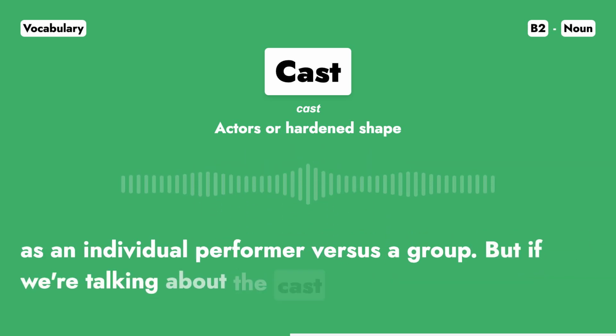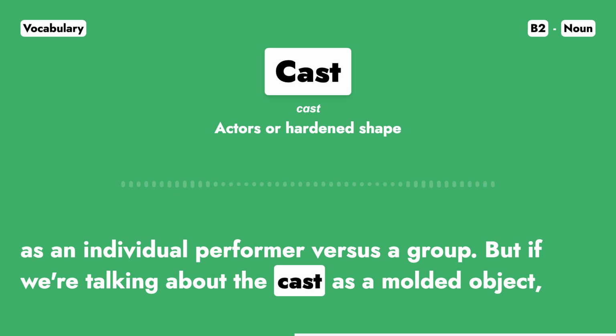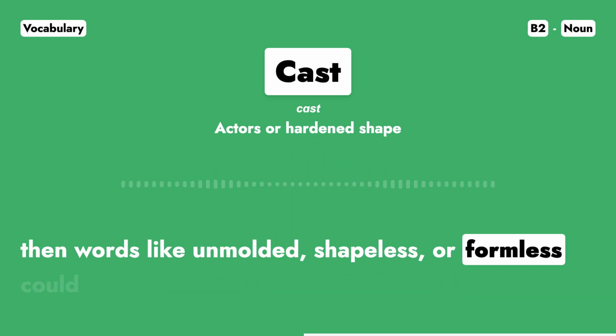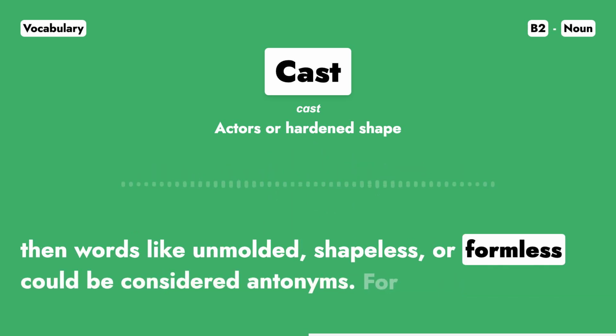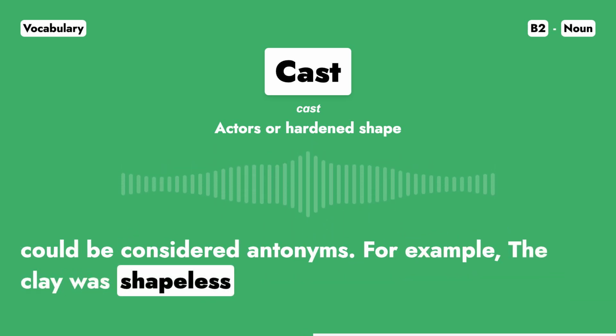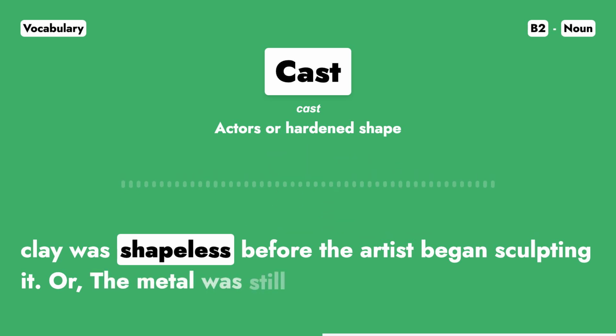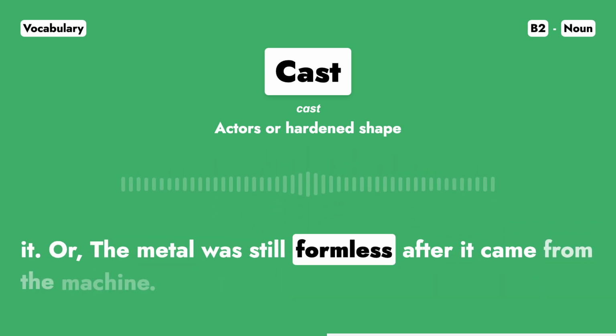But if we're talking about the cast as a molded object, then words like unmold, shapeless, or formless could be considered antonyms. For example, the clay was shapeless before the artist began sculpting it. Or the metal was still formless after it came from the machine.